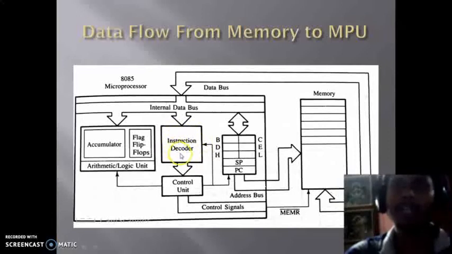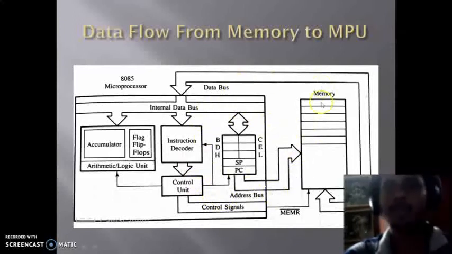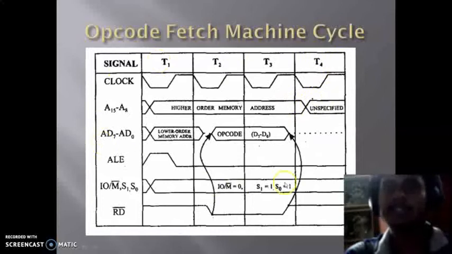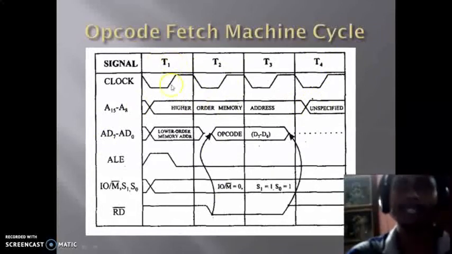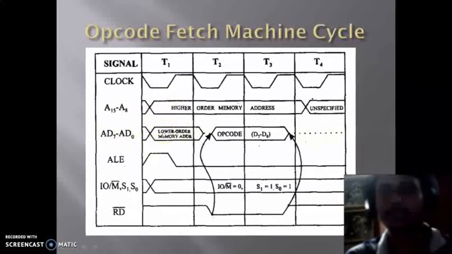So after decoding, the microprocessor can understand what kind of instruction it has to perform. So that is the operation of the opcode fetch. And if we try to draw this diagram, for the first T state, the higher order address will be placed into the address bus, and the lower order address will be placed into the multiplexed lower order address data bus.